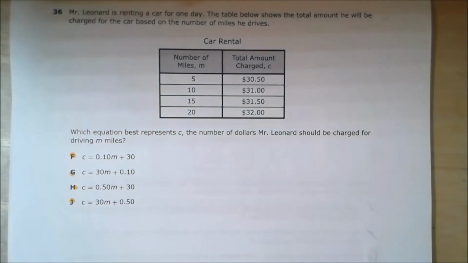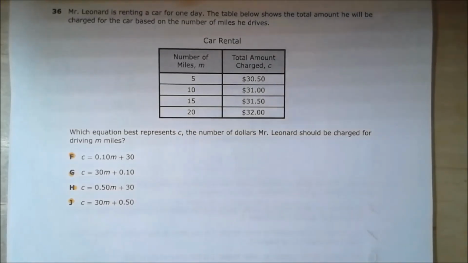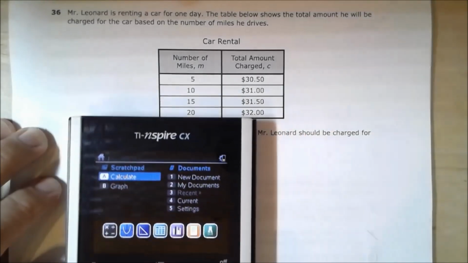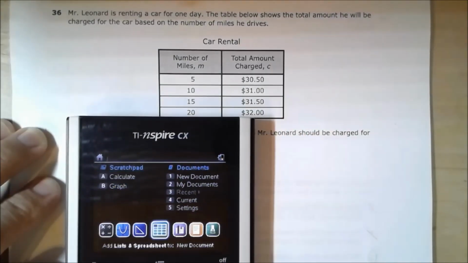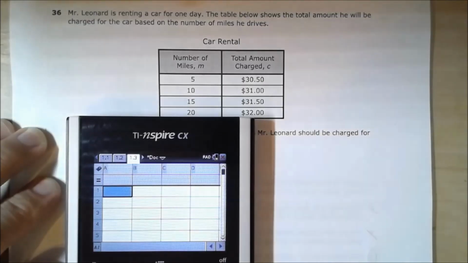Number 36 says Mr. Leonard is renting a car for 1 day. The table below shows the total amount he will be charged for the car based on the number of miles he drives. Which equation best represents C, the number of dollars Mr. Leonard should be charged for driving M miles? On this problem, the first thing I want you to do is just put it into a spreadsheet. They're giving us sets of ordered pairs in the table, so let's go ahead and do that, and then we can see which equation matches up with what we come up with.